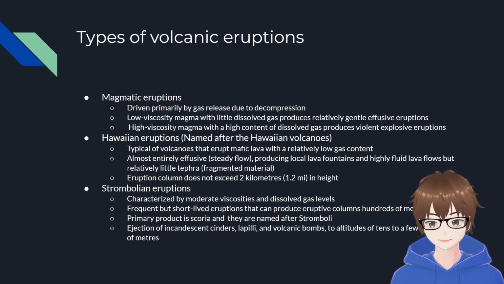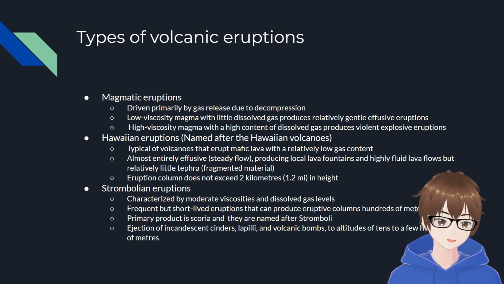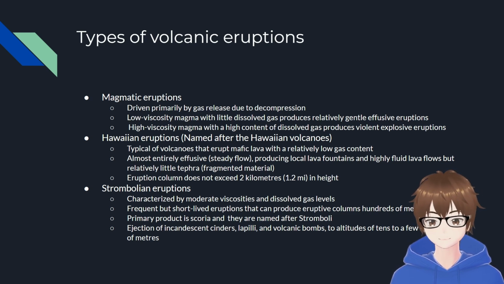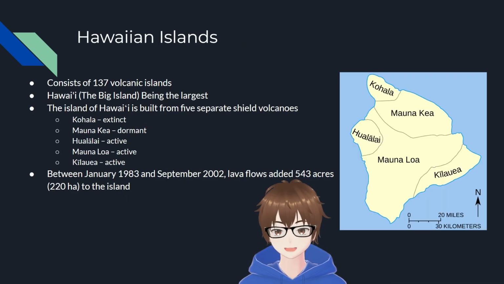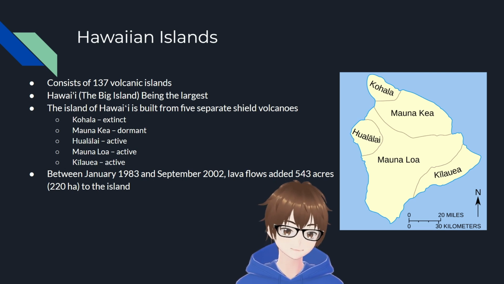They are frequent but short-lived eruptions that can produce eruptive columns hundreds of meters high. The primary product is scoria, and they are named after Stromboli, and we'll go over Stromboli. The ejection of cinders, lapilli, and volcanic bombs to altitudes tens to a few hundred meters high. So let's go over the Hawaiian Islands.